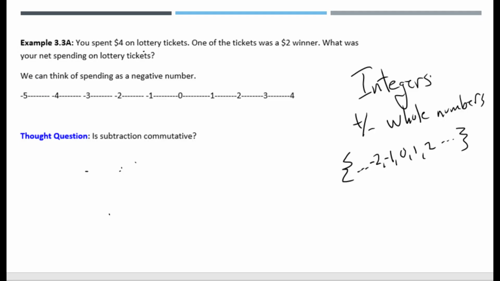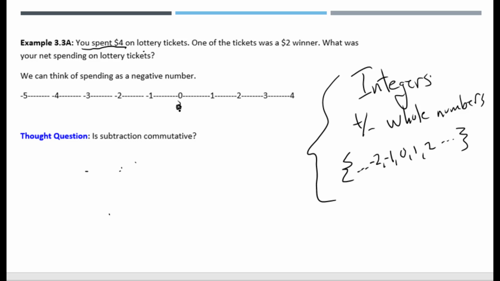So we're going to be working a lot with integers in this section, and there, to refresh your mind, is a definition of integers, right? Positive and negative whole numbers. So it says you spend $4 on lottery tickets. Just how to use the number line here to get started with integers.